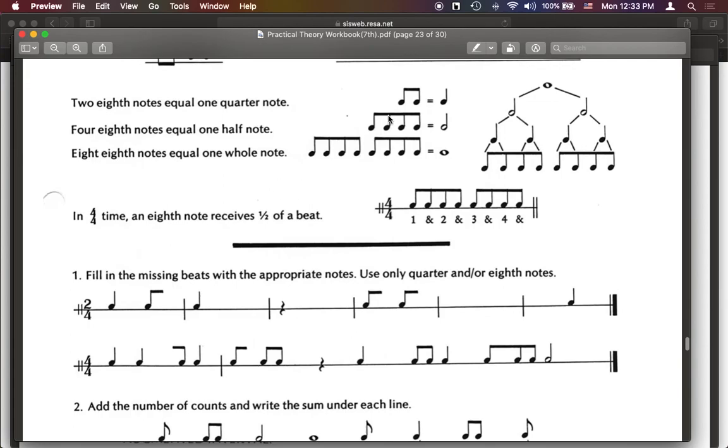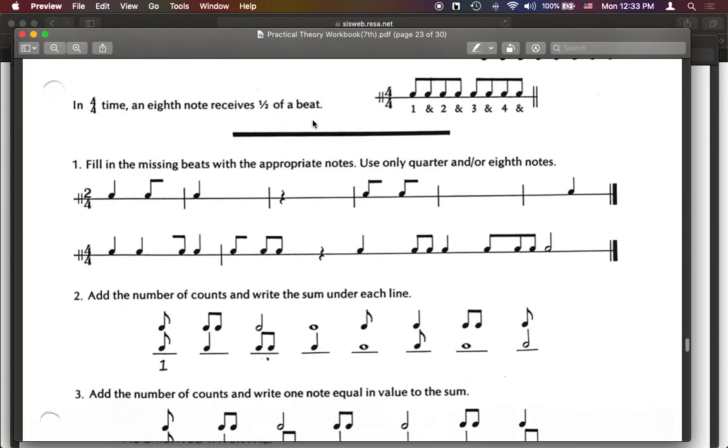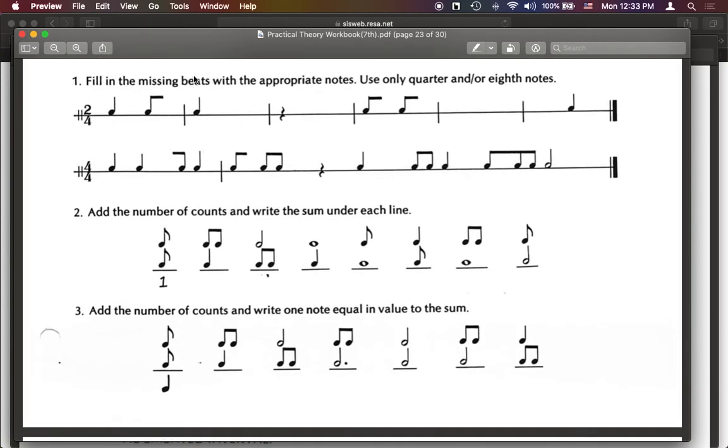Here's some musical math where it shows you if a half a beat for each one equals 1 beat for a quarter note. Here you're filling in the missing beats. Look at the time signature to know how many beats you need. 2/4 time, add an eighth note here, and we have 1, 2, and that fills up that entire measure.